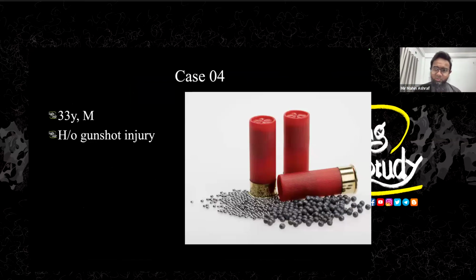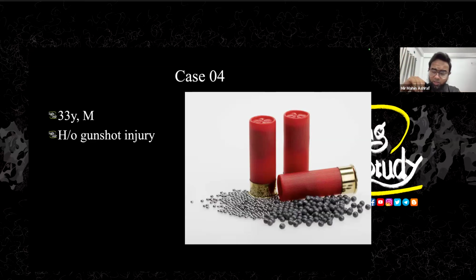Let's jump into case number 4. This is an interesting case. If you're from Bangladesh, you know that we had some situation last August. So this was a patient from that era. It's a 33-year-old male patient who had a history of gunshot injury. So let's see, you can see these are the pellets of a shotgun. So he got this type of injury. When he came, many parts of the body showed gunshot injury scars.